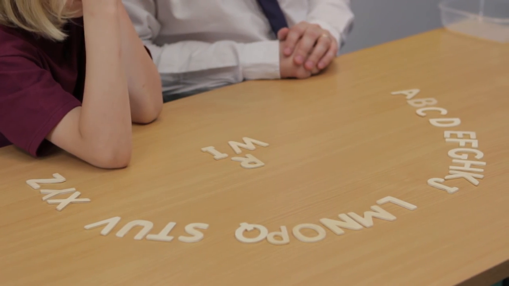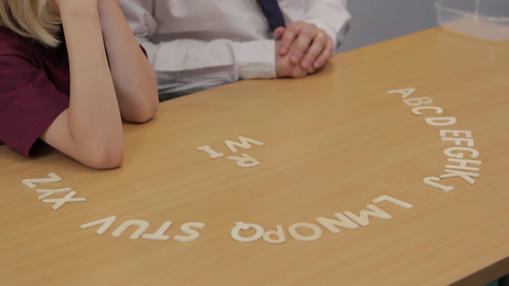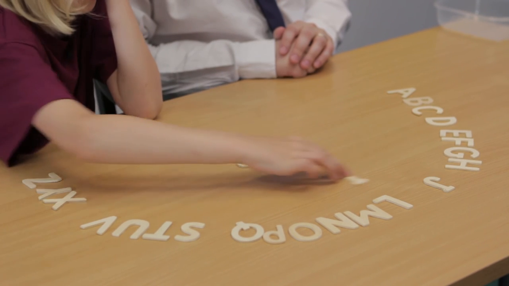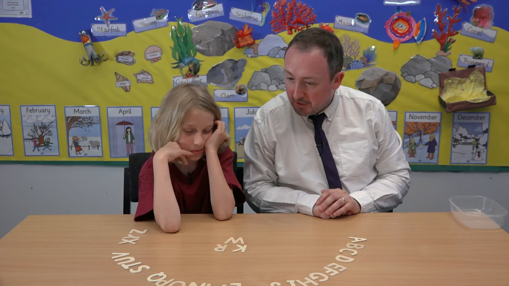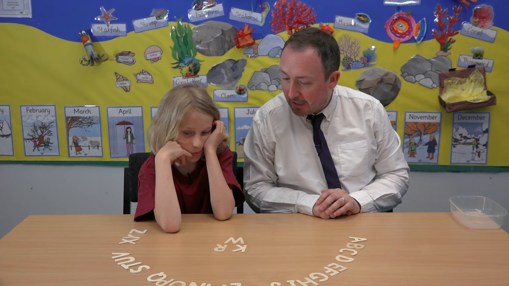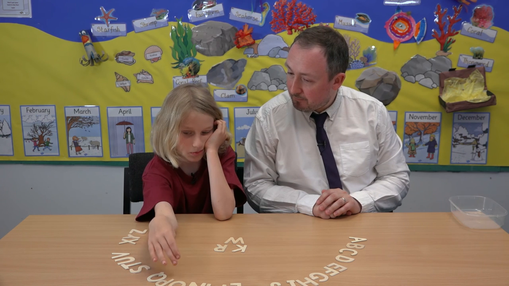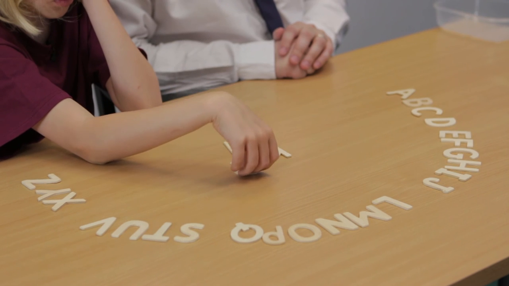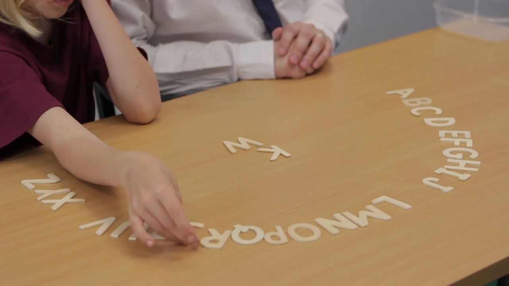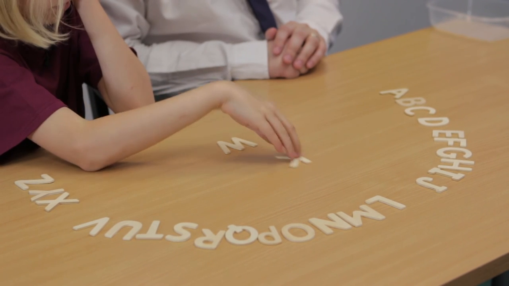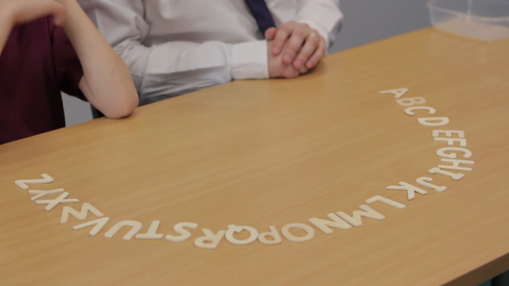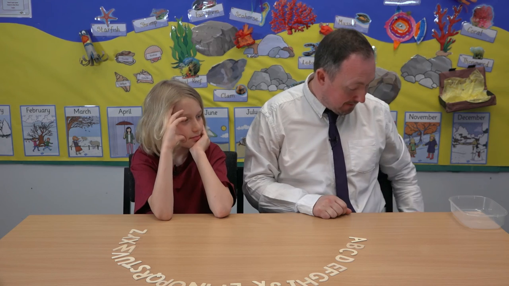You sure on that one? Well corrected, well done. Can you put back the letter which comes three spaces after O? That's fantastic, well done. Can you put back the letter which goes between J and L? And finally, we're left with W. That's fantastic.